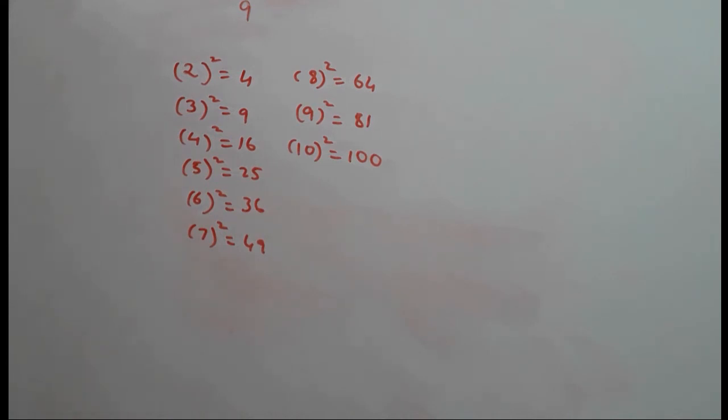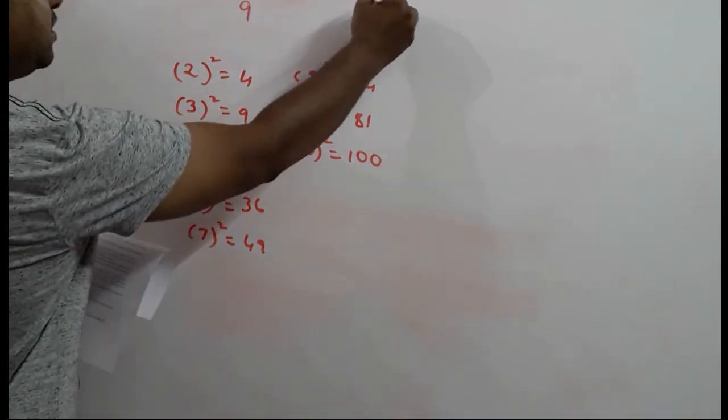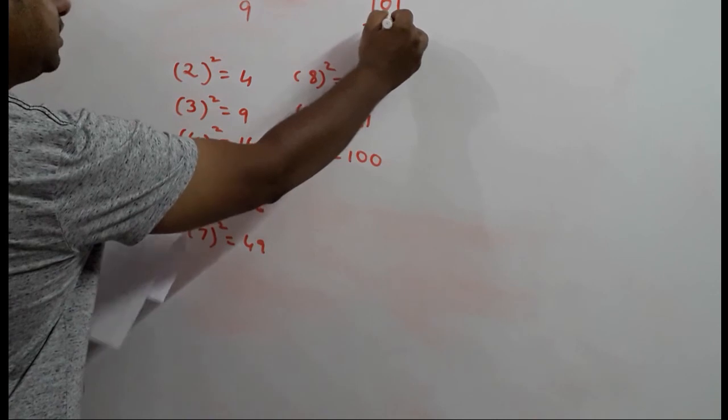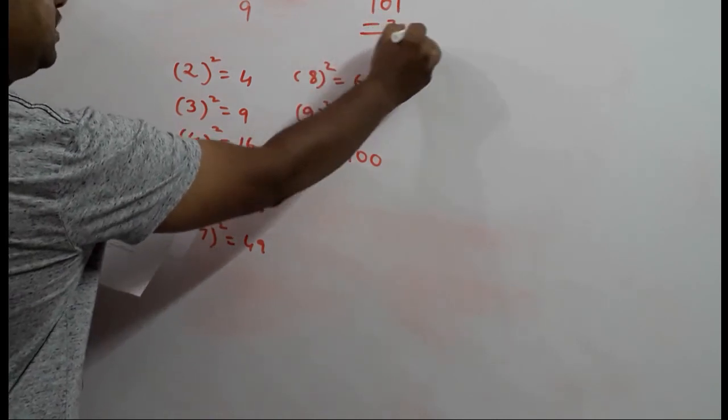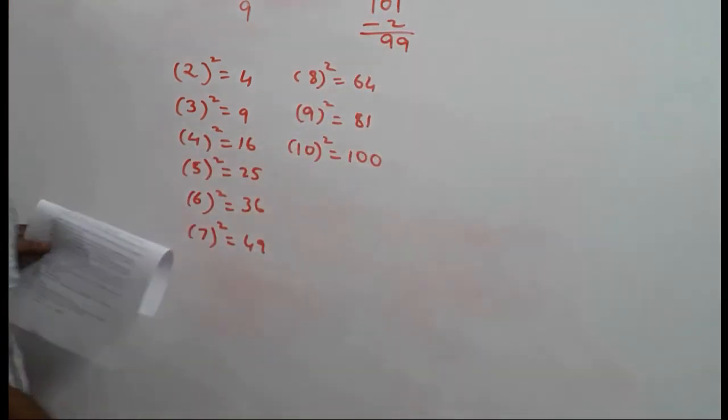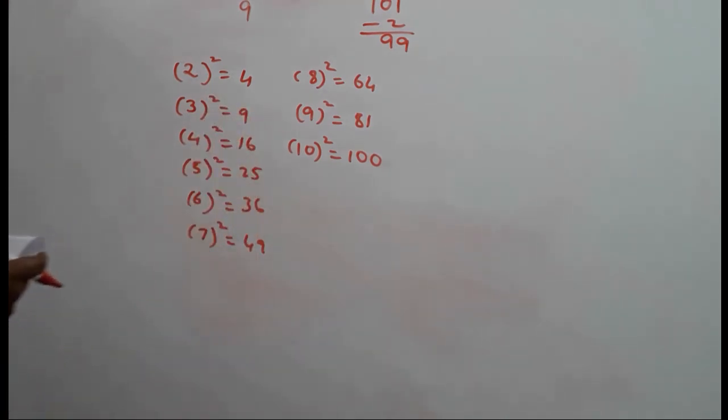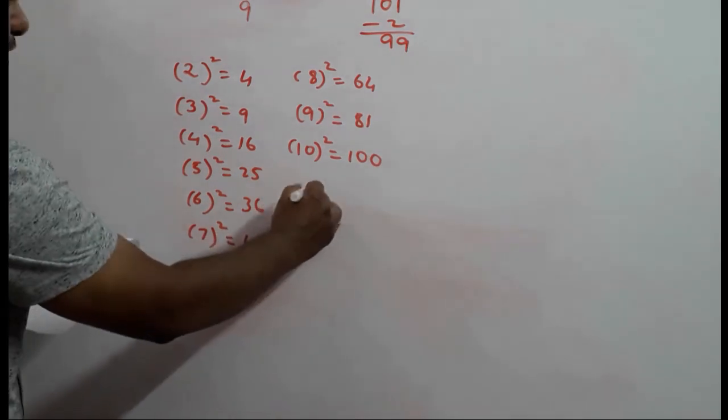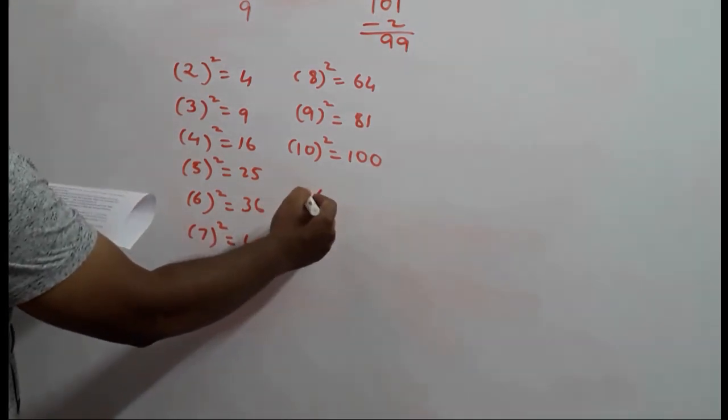And how many numbers are present from 2 to 101? So that is easy to find out. Just subtract 101 minus 2, that will give us 99. Okay, so those are the total number of cards that are present in the box.